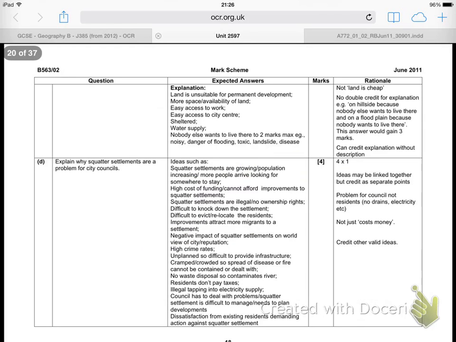So here's some of the explanation. Because this was a 4-mark question, you can only get 1 mark for the point. If it's not then developed, you won't get that point. So quite often it's on land that is unsuitable for permanent development, as I mentioned about building on the floodplain.